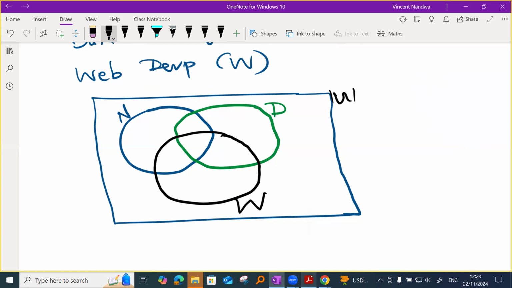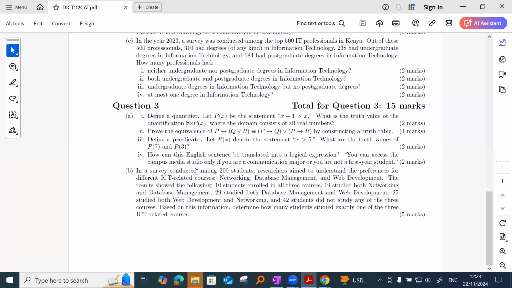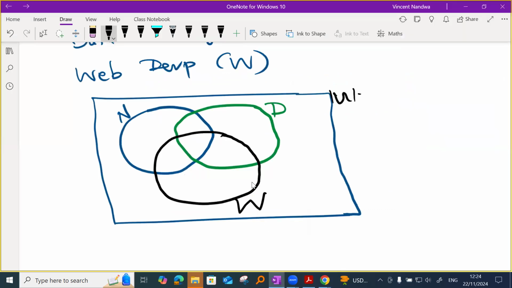So this was the question. In a survey conducted among 200 students, researchers saw total... So the cardinality of the universal set means the total number, 200, those who are surveyed. So the cardinality of this is 200. So label the regions as small a, b, c, d, e, f, g, and h.